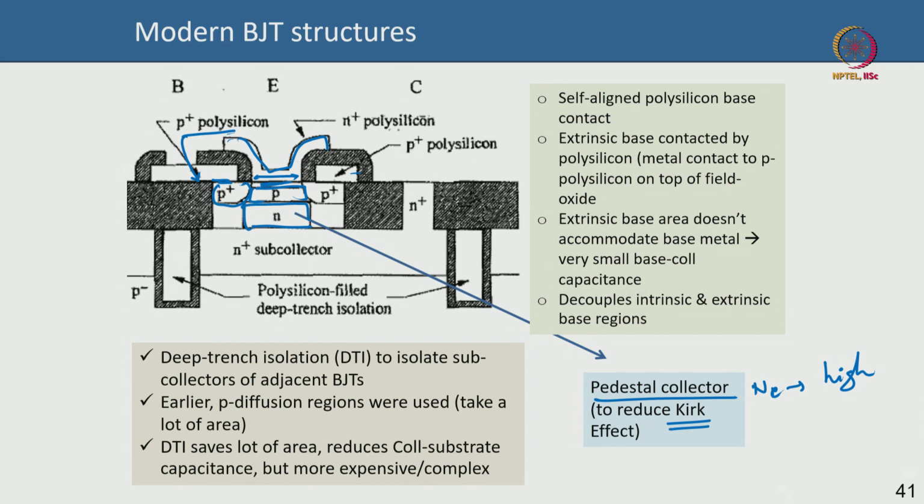You do not want a terribly low Kirk threshold, that is why you use some doping which is optimal, neither too low nor too high, but somewhat high, so that the Kirk threshold is pushed up. Below that of course you have a highly doped subcollector to reduce the contact resistance. If your collector contact comes here, then this is your collector sinker or the collector reach through region. These are deep trench isolation, and this black one is oxide here.